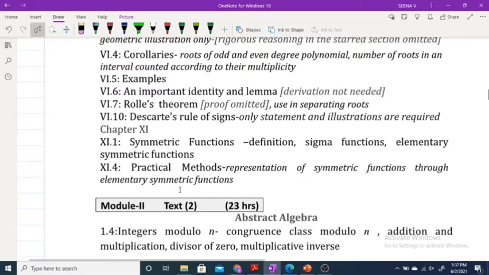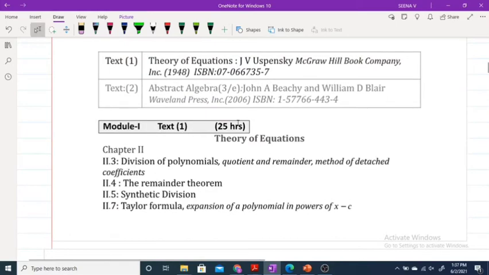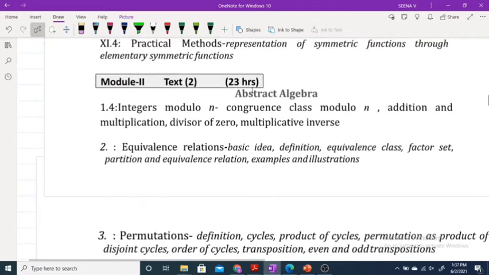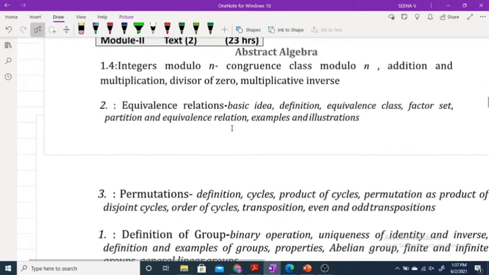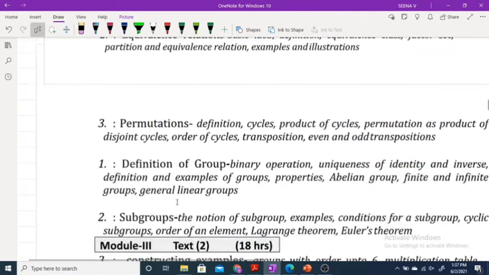Okay. Now come to this, all these consisting of the module 1. Okay. And we have 25 hours, only 25 hours for module 1. And module 2, abstract algebra. And here we are discussing the first section is integer modulo n, second one equivalence relation. This is from chapter 1 and this is from chapter 2 actually. And permutation. And from chapter 3 we have group theory, subgroup, etc. All these consist of module 2.